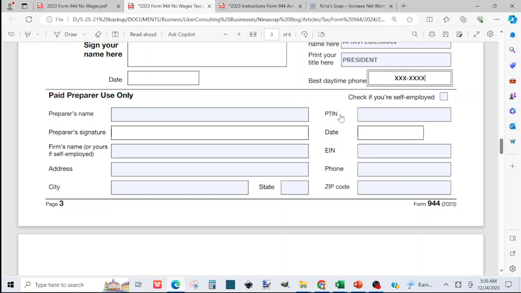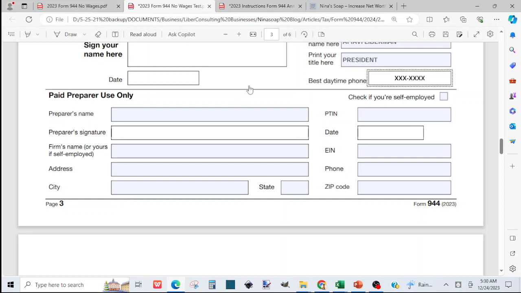And the PTIN is a number tax preparers get from the IRS to prepare taxes for clients and get paid for it. If you are a self-employed tax preparer, then you'll check that box, otherwise you leave it blank.